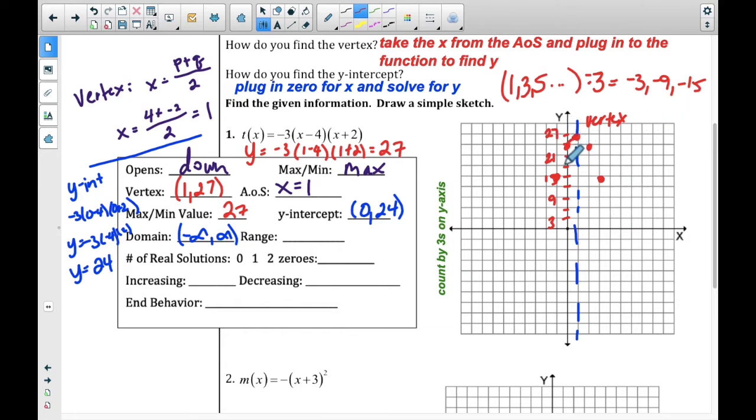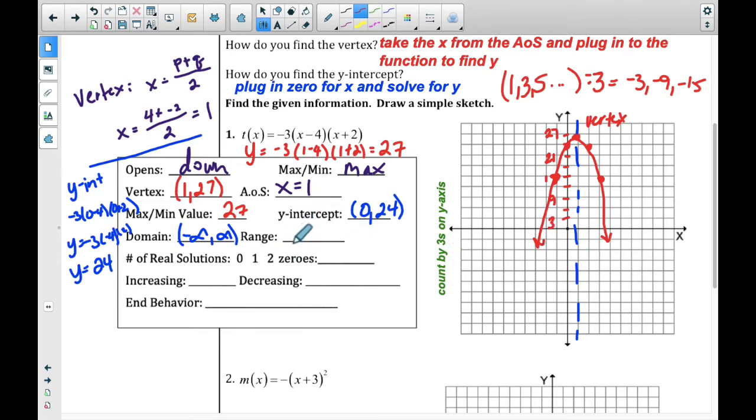So our parabola is going to look something like this, keeping in mind that our y's are counting by 3s. So although it looks like this, it actually is stretched out and taller by a factor of 3 than what it looks like because we counted by 3s. But we had to fit it on the graph, so that's what we did.